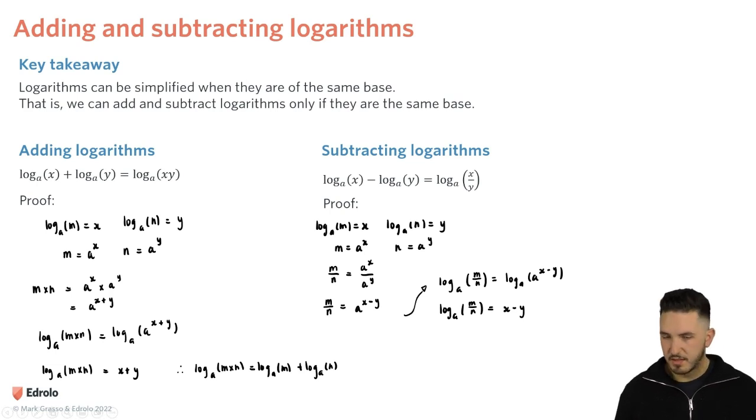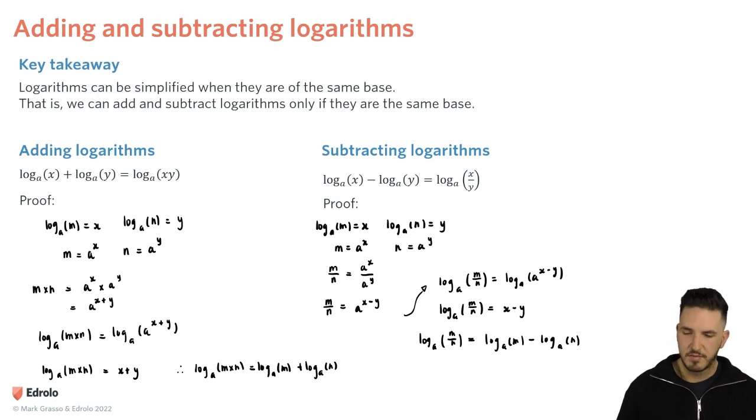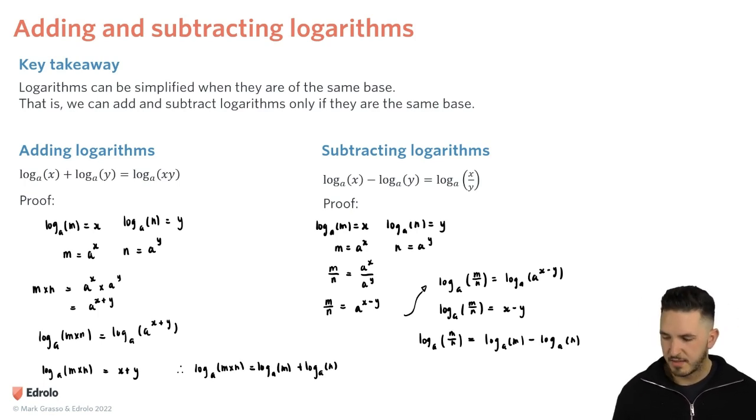And then when we substitute back in for what we initially let x and y equal, we're going to have log a of m divided by n is equal to log a of m minus log a of n. So again, proving that when we're subtracting two logarithms, it's the equivalent to dividing the argument of the first and the second. So log a of x minus log a of y equals log a of x divided by y.